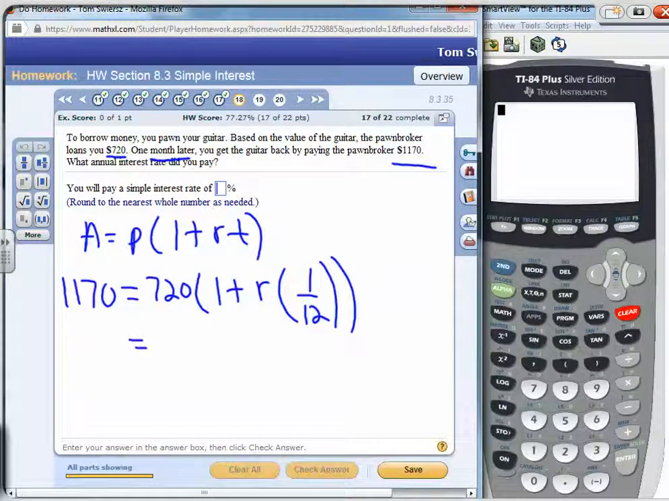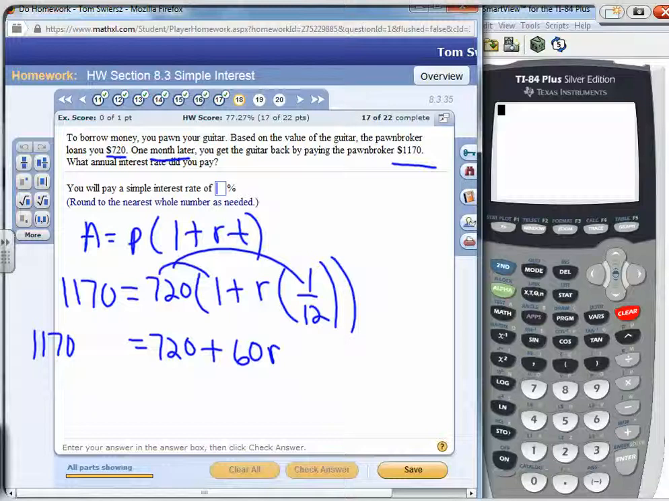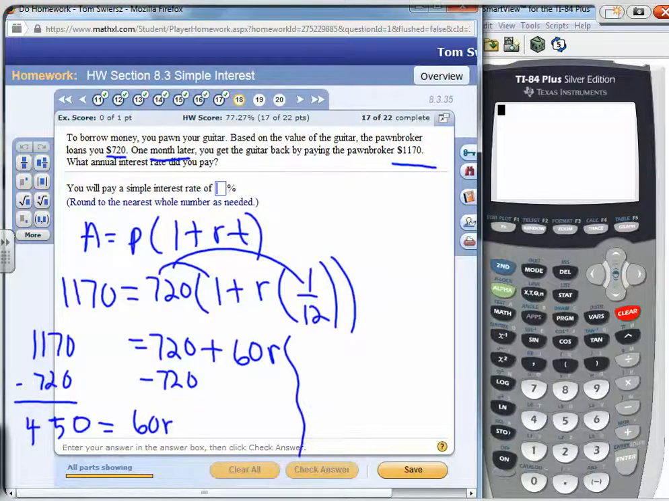So we're going to go ahead and copy down the left side, and distribute the 720. 720 times 1 is 720. 720 times 1/12, 720 divided by 12 is 60. I did that in my head, but use your calculator. So now we're going to go ahead and solve for R. Subtract 720 from both sides, and we get 450 equals 60R.